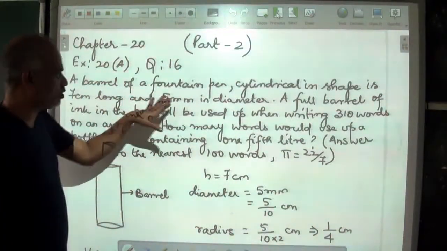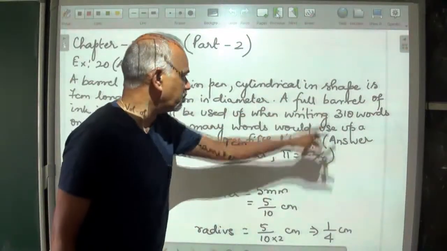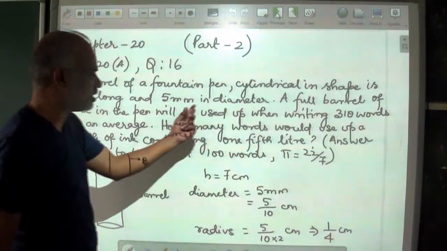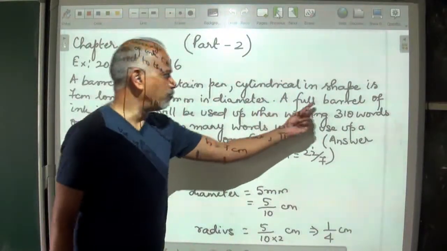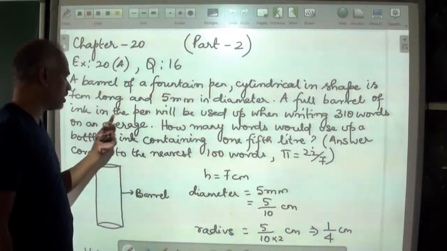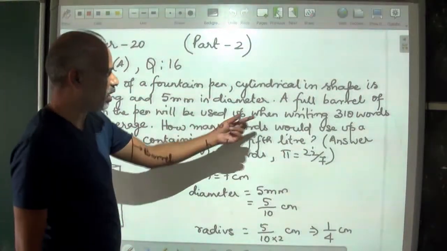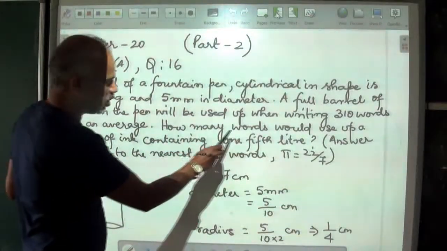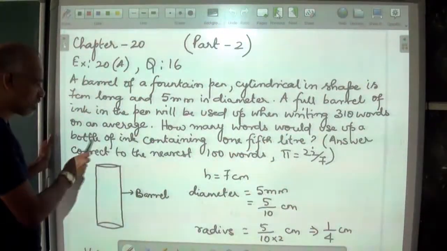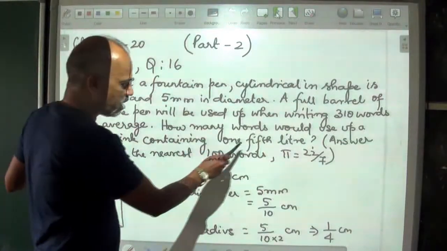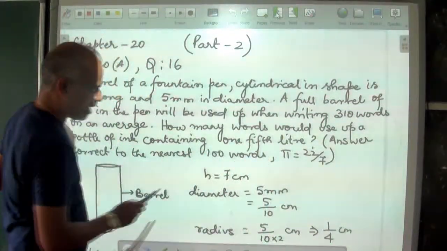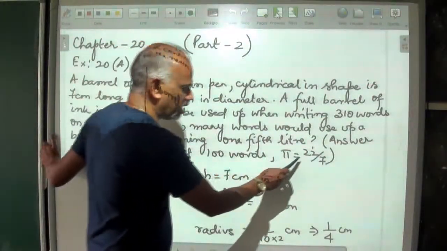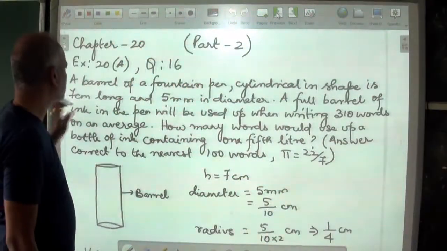A barrel of a fountain pen, cylindrical in shape, is 7 cm long and 5 mm in diameter. A full barrel of ink in the pen will be used up when writing 310 words on an average. How many words would use up a bottle of ink containing 1/5 liter? And in brackets it's given answer correct to the nearest 100 words, and pi value is 22/7. Let's go back to the question.